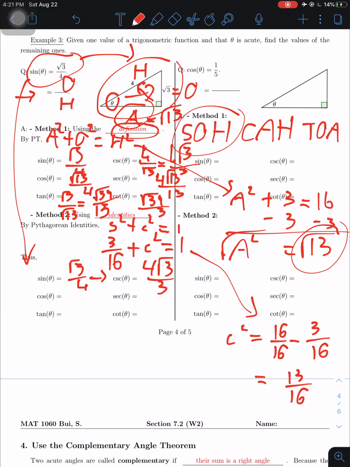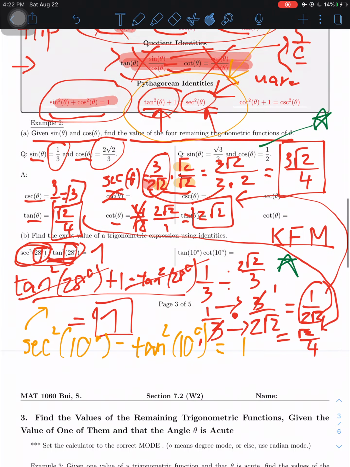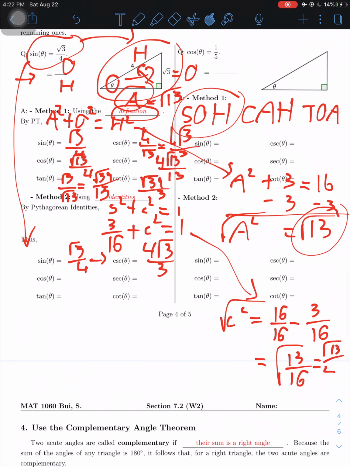And again, this is not c because it's c squared. If we want to get c, we have to free it from the square. So then we're going to do the square root of it. Okay, and then this will give us square root of 13 on top, and square root of 16, we know that is 4. Here is a 4. I tried to write it in the corner, and it doesn't look like it. Okay, there we go. 4. So c in here, c for cosine, is this.